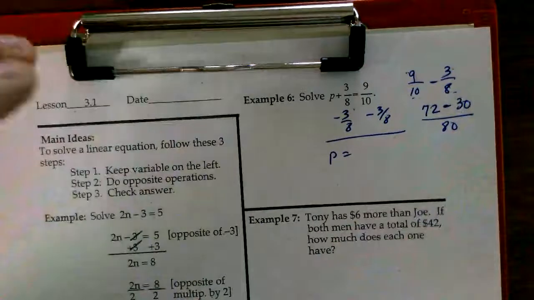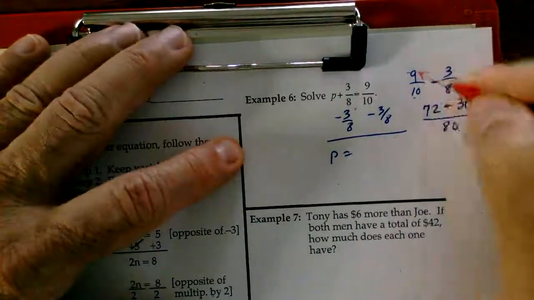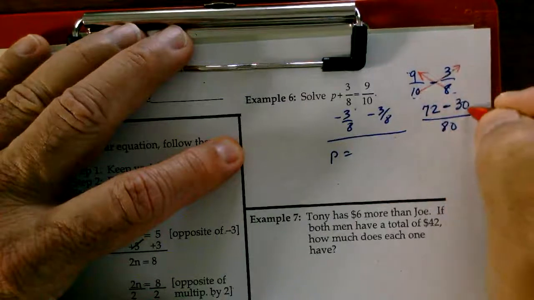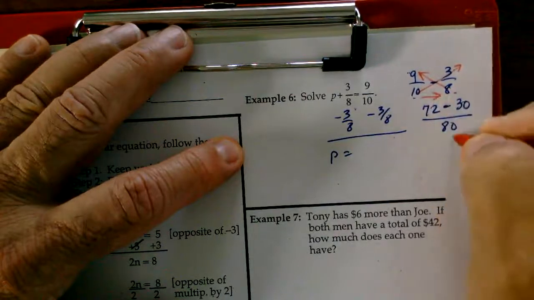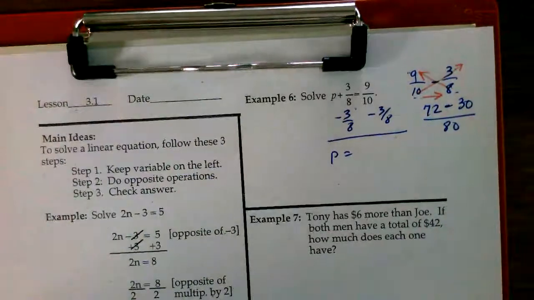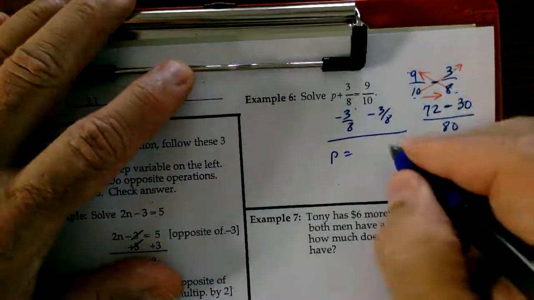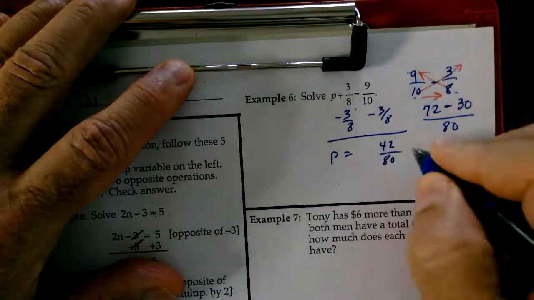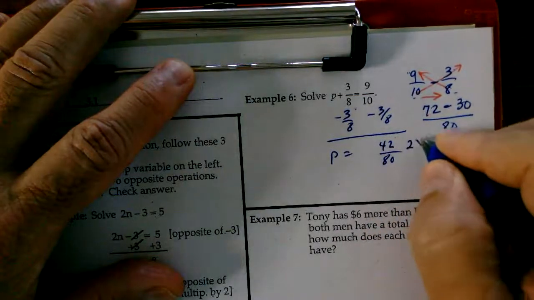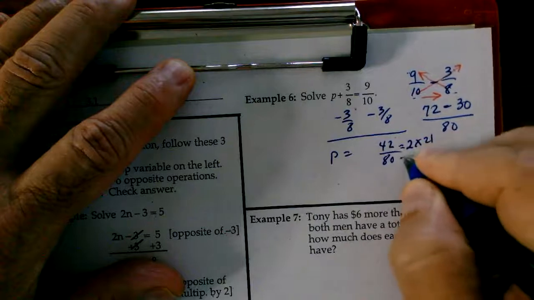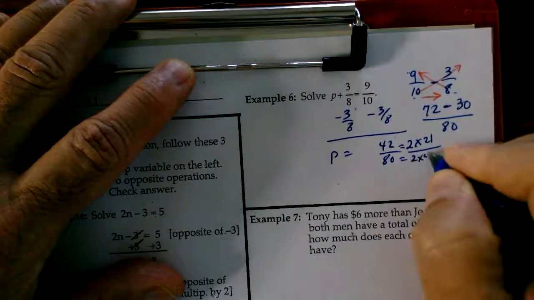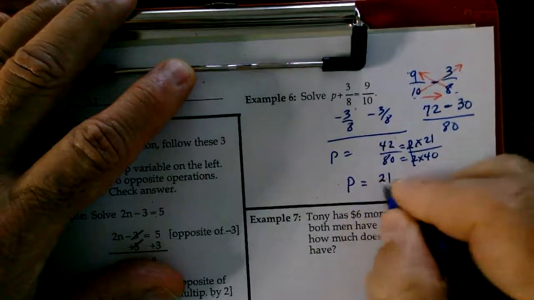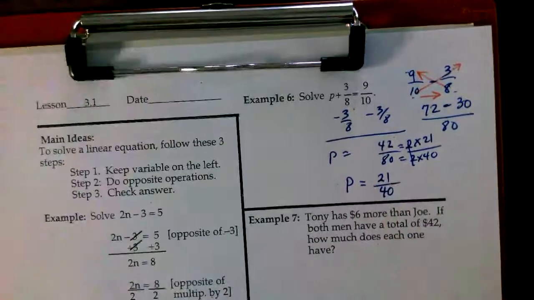Once again, we move to the left. That's where I got 72. Minus, we move to the right. That's 30. We move straight across. That's 80. And all we have to do now is subtract the top. And you're going to get 42 over 80. And you can reduce it down by 2. 2 times 21. 2 times 40. And you can see you get P equals 21 over 40.